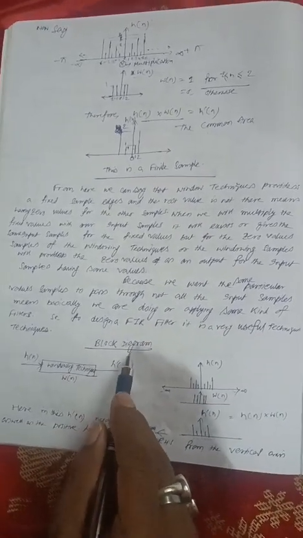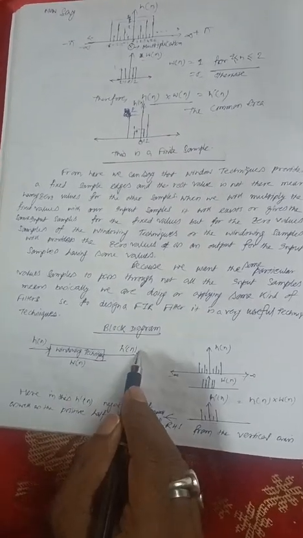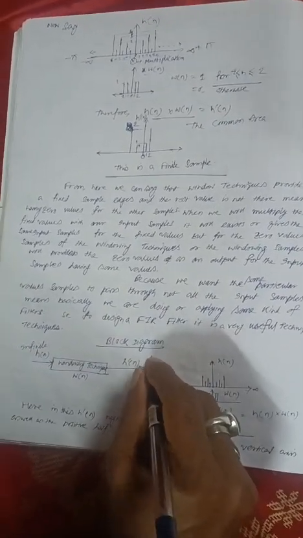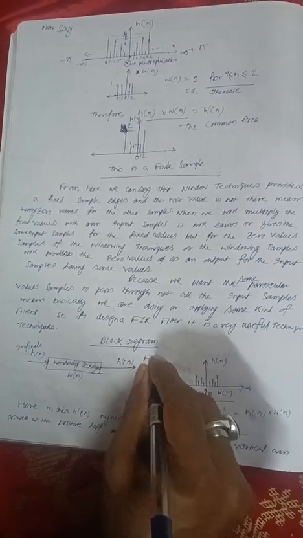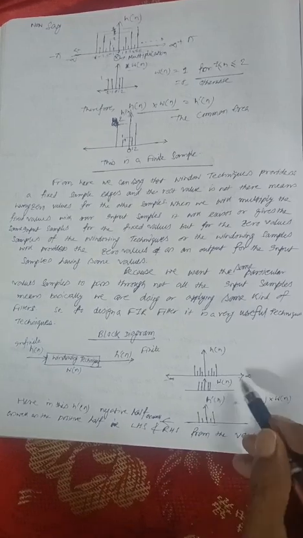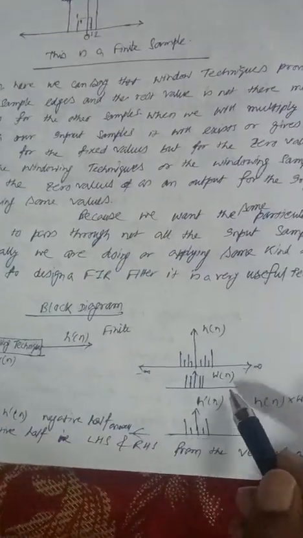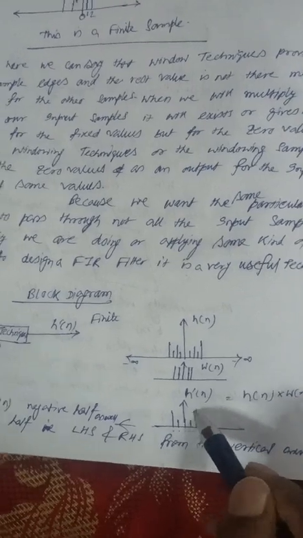Now suppose I put a block diagram here. I have taken h of n, this is my input, and this is the windowing technique, this is h dash of n. So this is my infinite response, this is my finite. So we are exciting with this infinite, we are getting the output as a finite. Here also the same thing I previously discussed. This is my h of n, this is w of n, and then finally we are getting this h dash of n.